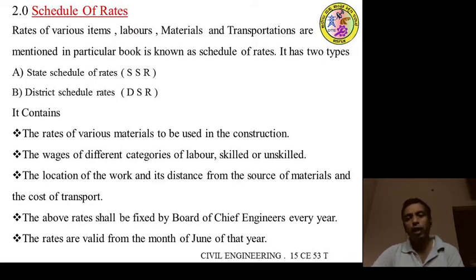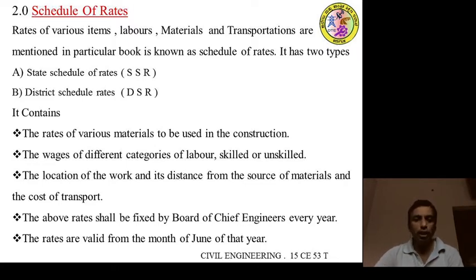It consists of two types. One is State Schedule of Rates, that is SSR. Another one is District Schedule of Rates. It is prepared by the state and also prepared by every district.